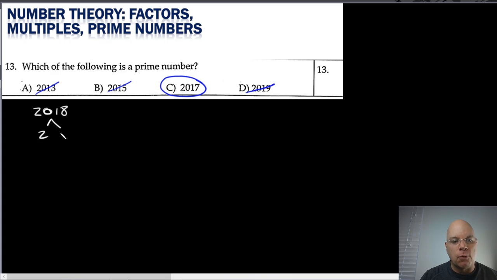It's 2 multiplied by 1009. So is that it? Is it a semi-prime, or is there more to it? We have to think about whether 1009 is prime. 1 plus 9 is 10, so it's not a multiple of 3. It's clearly not divisible by 2, so I don't have to check any other even numbers. It's not divisible by 5 because it doesn't end in 0 or 5. I don't have to check 6. I have to check 7.